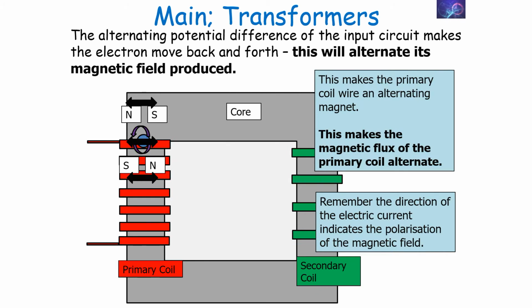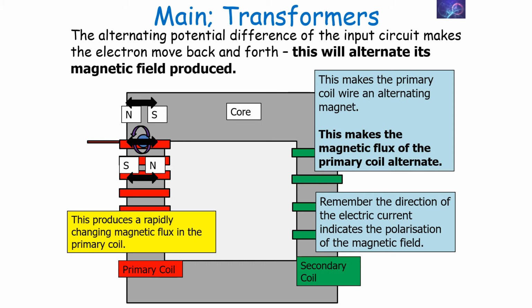So as our electron moves backwards and forwards in the primary coil as part of an alternating current, this will make a magnetic field in our primary coil. So this makes the primary coil wire an alternating magnet. It makes the magnetic flux of the primary coil alternate, because remember, the direction of our electrical current indicates the polarization of the magnetic field, and because our current is moving backwards and forwards, our magnetic field is changing polarization, it's changing direction. So this produces a rapidly changing magnetic flux in the primary coil.